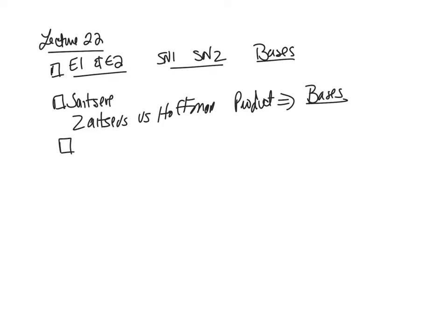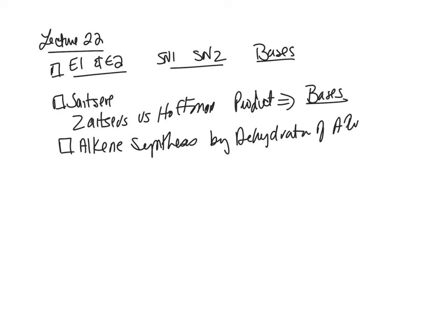And then I want to talk about alkene synthesis by dehydration of alcohols. And this is always going to be an E1 mechanism. And you've already talked about the E1 mechanism, so that'll be good.